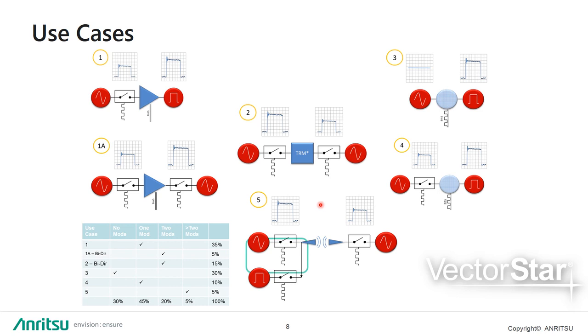In scenario 5, the bidirectional antenna test with pulse signals. The user may be concerned with leakage from a large pulse transmit signal saturating the receiver, and will use a 4-modulator test set to both pulse modulate the RF as well as gate, via pulsing, the received signal. And on the table down here you can see the use cases and the number of modulation boxes required to do those measurements. Scenario 5 is used in less than 5% of cases.